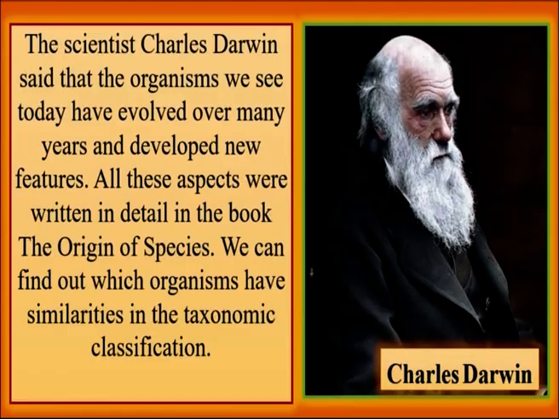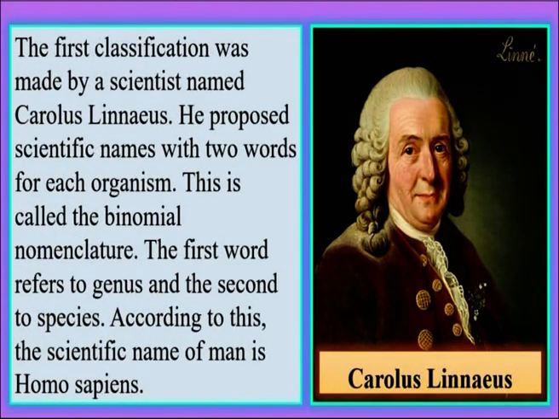The scientist Charles Darwin said that the organisms we see today have evolved over many years and developed new features. All these aspects were written in detail in the book The Origin of Species. We can find out which organisms have similarities in the taxonomic classification. The first classification was made by a scientist named Carolus Linnaeus. He proposed scientific names with two words for each organism.